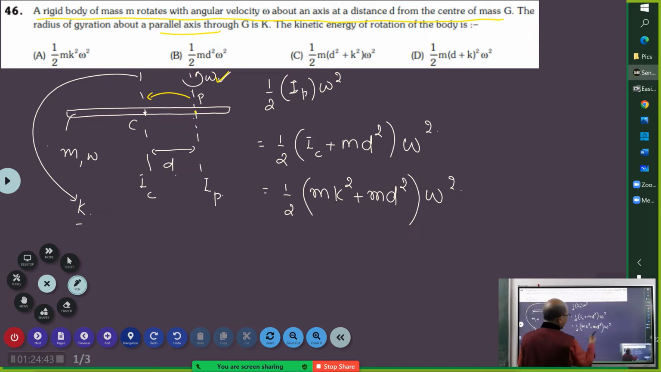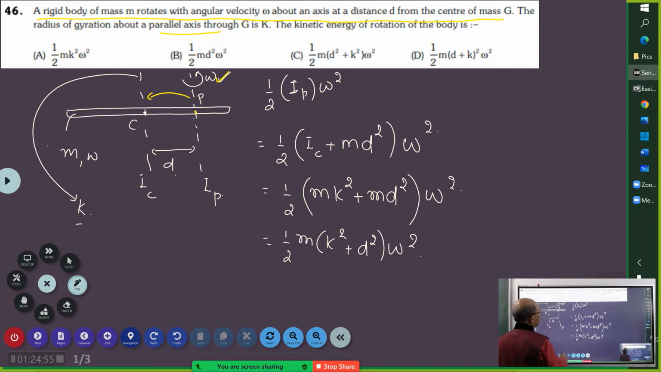Then IC is written as this. So you get here half, m is common. You get here k square plus d square, omega square. Do you have this option? Yes, option C. Yes, sir. Option C. That's it.